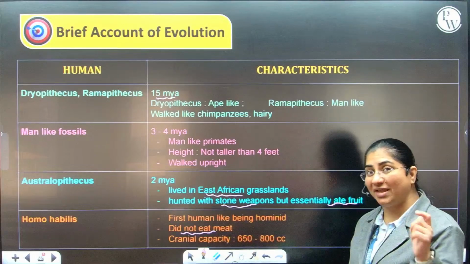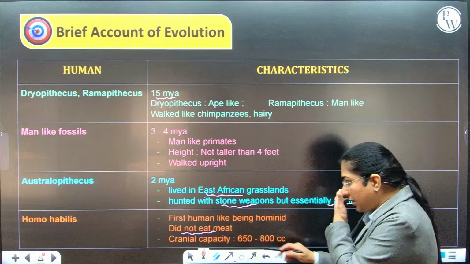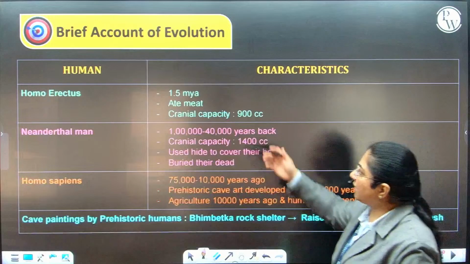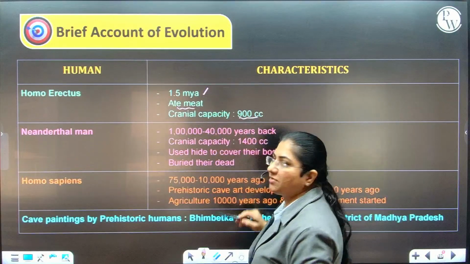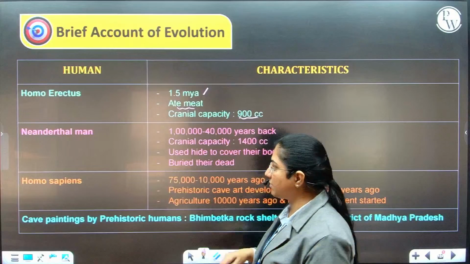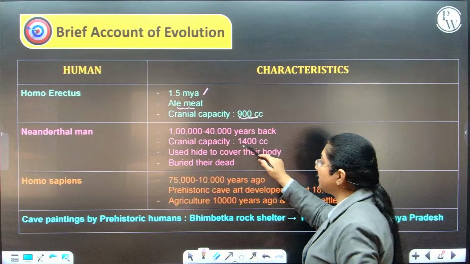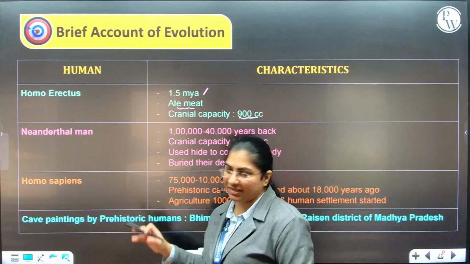Homo habilis, the first human-like being, hominid, again did not eat meat. So it was only Homo erectus that ate meat, is what is given in the NCERT, and we follow it. Cranial capacity 650 to 800 cc. Homo erectus 1.5 million years ago, as I told you, ate meat and their cranial capacity was 900 cc. So you see it's getting better. Neanderthal man 1 lakh to 40,000 years ago, cranial capacity 1400 cc. They used hide to cover their body and buried their dead.